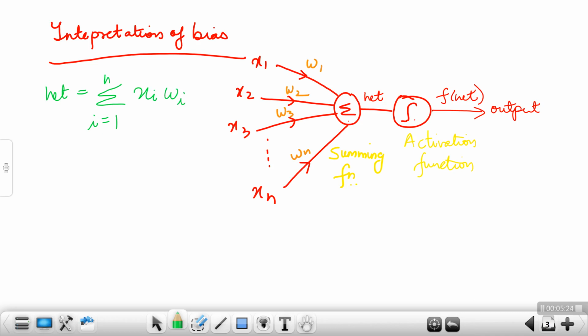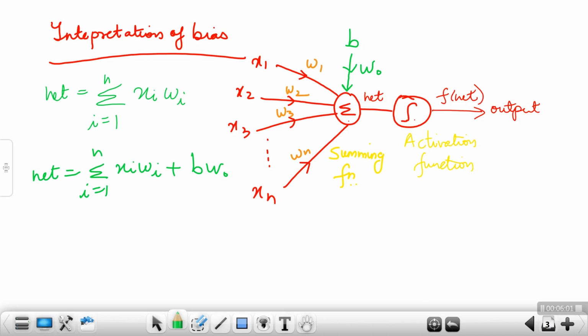This is the aggregate activation from all the external sources. Now if we want another input which is internal, and this we call the bias b, it will also have a weight. So the new net will be the summation of i equal to 1 to n of xi wi plus b w0. You can either consider it within the net or outside the net.